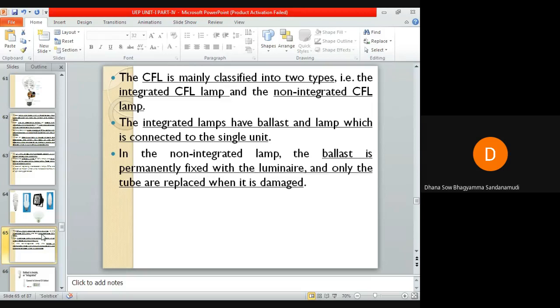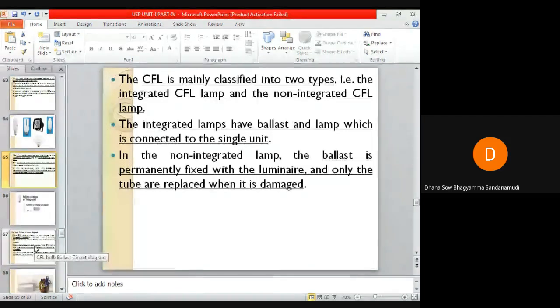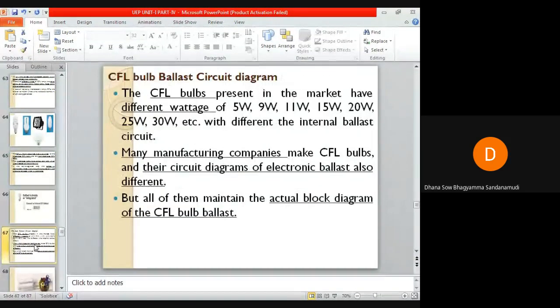You can keep the ballast as it is, and you can replace the tube with the new one. That is one of the advantages. If it is an integrated compact fluorescent lamp, the ballast and the tube are integrated together, so you have to replace the whole ballast and the tube together if you want to replace it with a new one. That's the advantage for non-integrated and disadvantage for the integrated one.